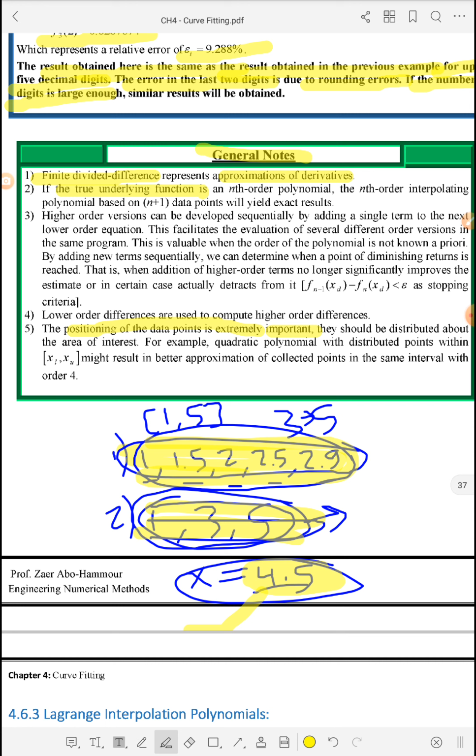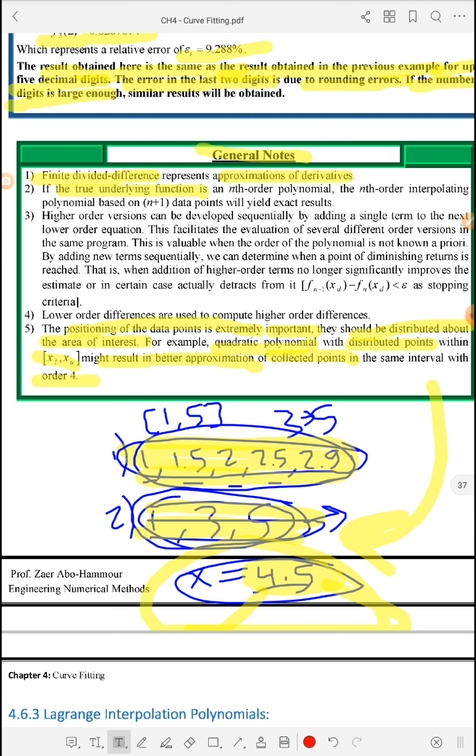It's very important. This means that they should be distributed about the interval between x minimum and x maximum. For example, a quadratic polynomial with distributed points might be a better approximation within this interval, x lower to x upper, than a polynomial of order 4 with collected points that are shifted away from the point of interest where we are interested in calculating, like for this example 4.5.